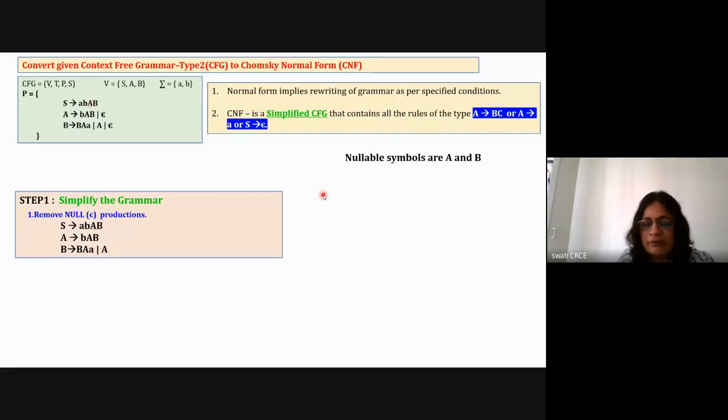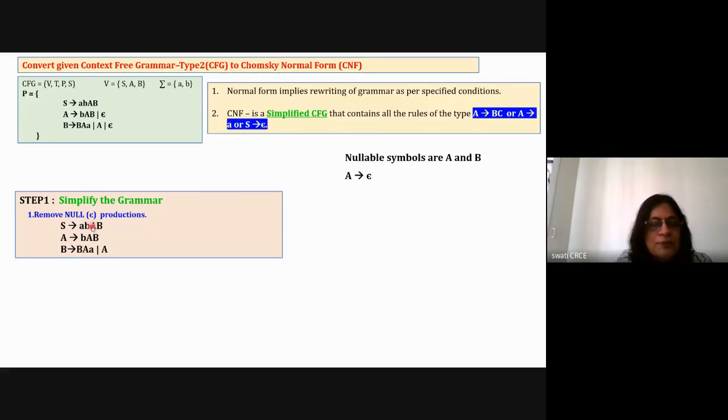So we'll take them one by one. I'm taking A is equal to epsilon the first time. For A is equal to epsilon, I want to remove this rule. I don't want to write that rule in my simplified grammar. So if I want to remove it, what will be the change in this grammar? Look at this grammar.